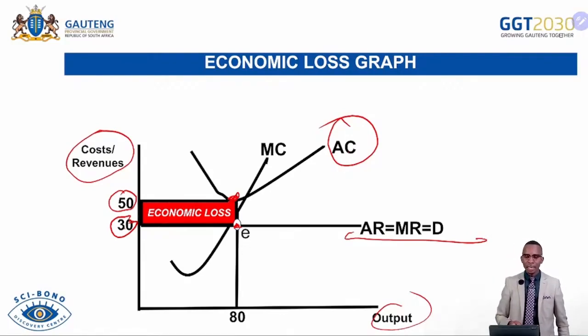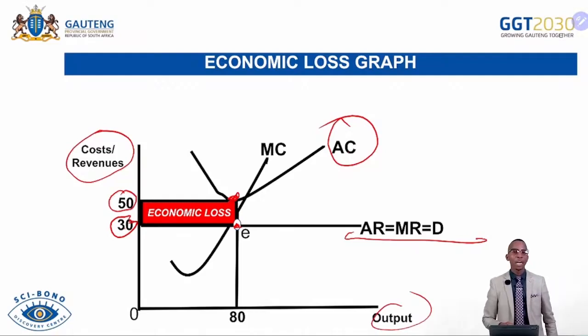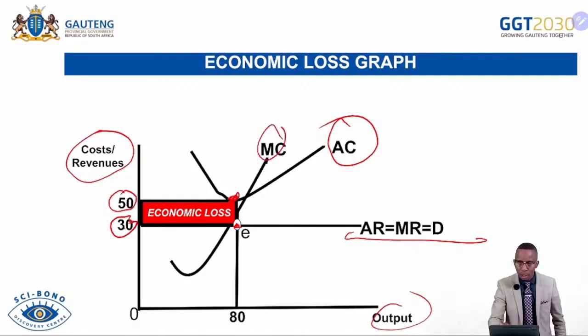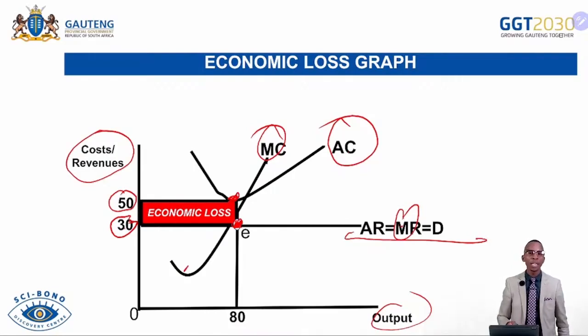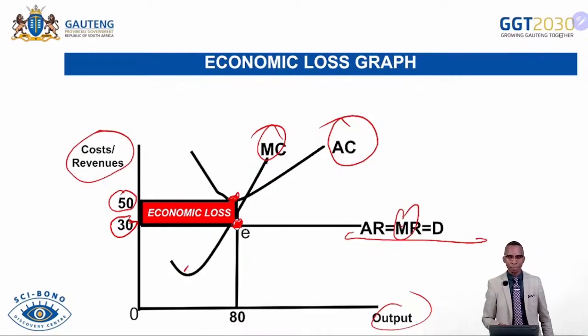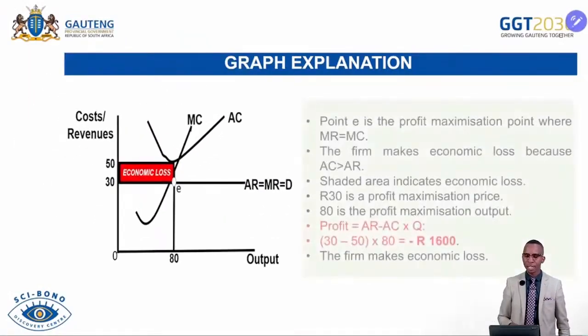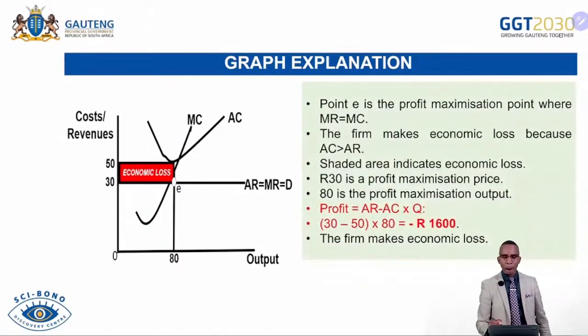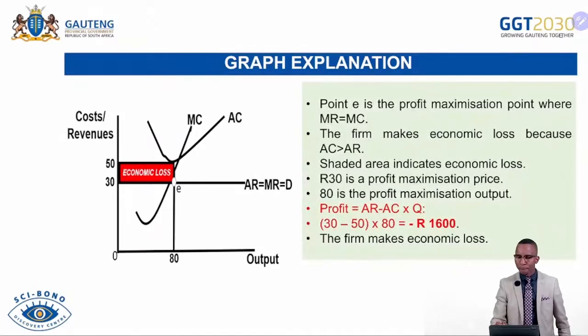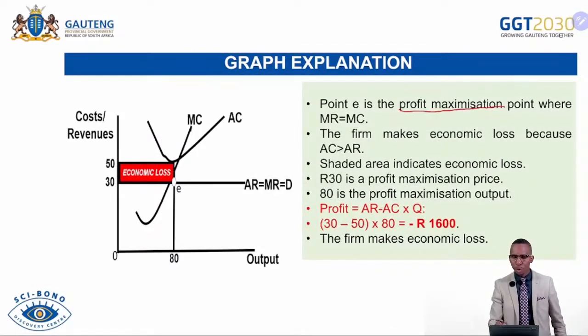So that E indicates the profit maximization point where MC equals MR. You can see MC goes down there as the Nike shape or J shape, and then at this point here, we have our MR. So they are all equal here. We call this the profit maximization point. And then we explain the graph. The same graph comes in, and then the explanation. Point E is the profit maximization point where MR equals MC. That is the point we are talking about.